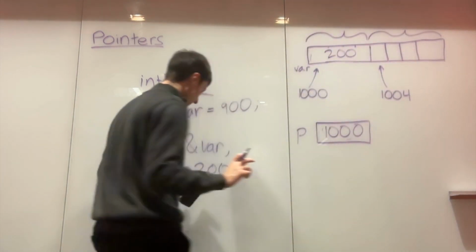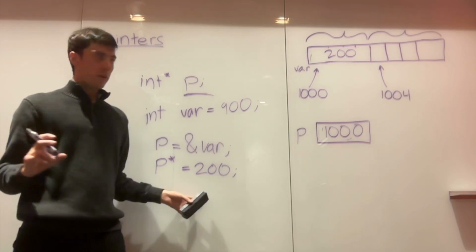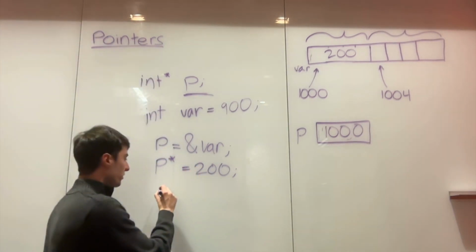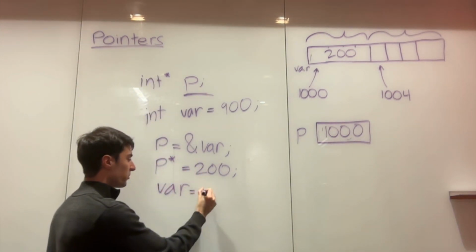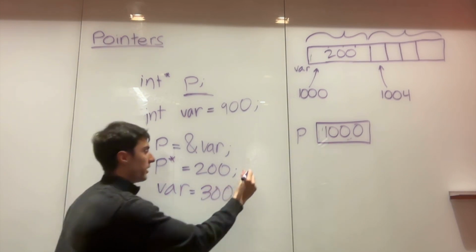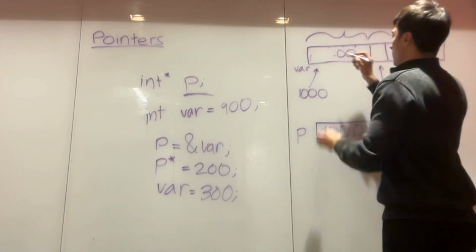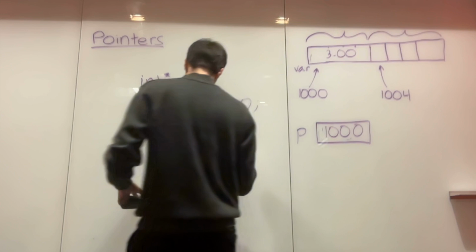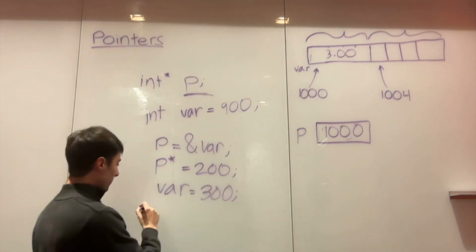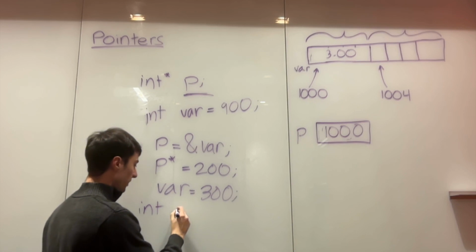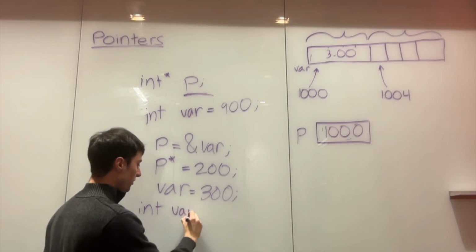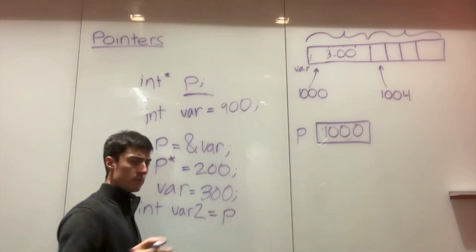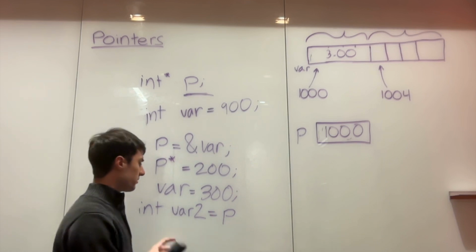So now, what if I want to return the value? So there's 200 there. Let me just change var. So I can go var equals 300, right? And now this is going to be 300. What if I want to get the value? Okay, well then you can do like int var2 equals p. What do you think is going to happen if I do this?